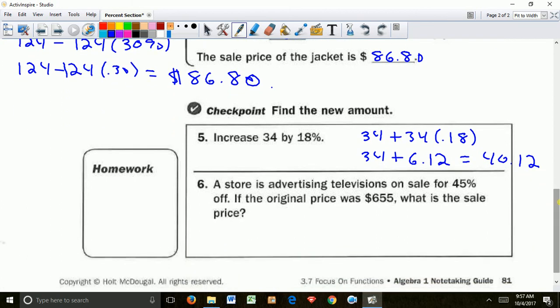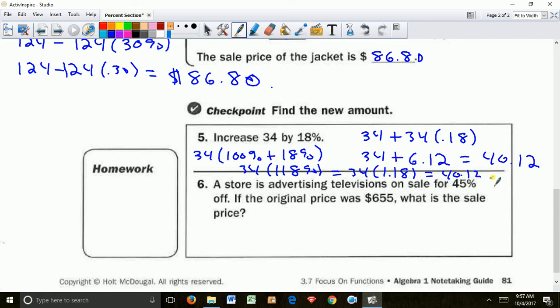If you don't want to do it that way, you could do it this way. You could take 34 times the quantity of 100% plus 18%, and now we get 34 times 118%. That as a decimal is 34 times 1.18, and you still get 40.12. So just like the application problem, you can do it that way.